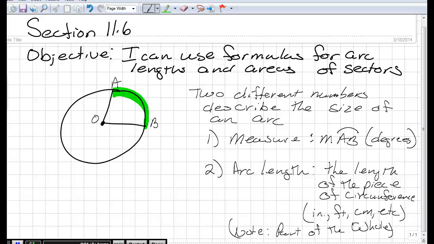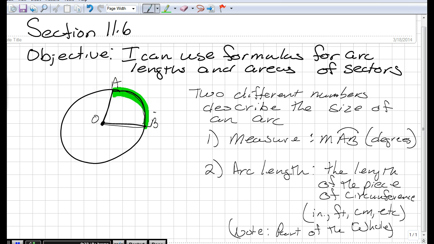Section 11.6. Our objective today is I can use formulas for arc lengths and areas of sectors. So remember that an arc is formed by two radii. So we have OA and OB, and so that cuts off an arc.